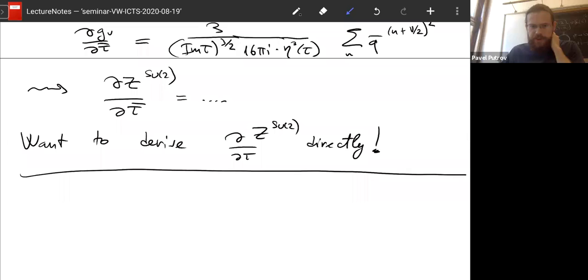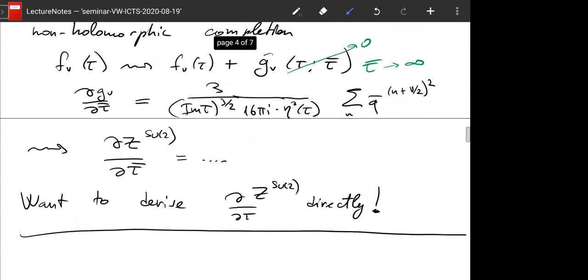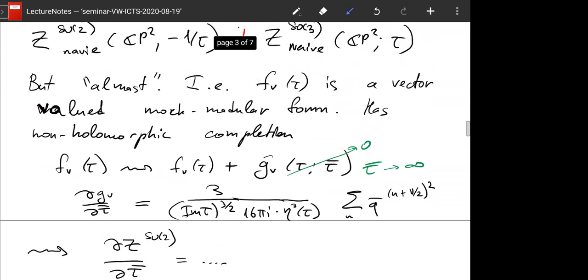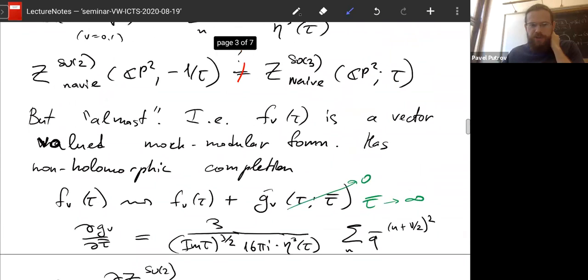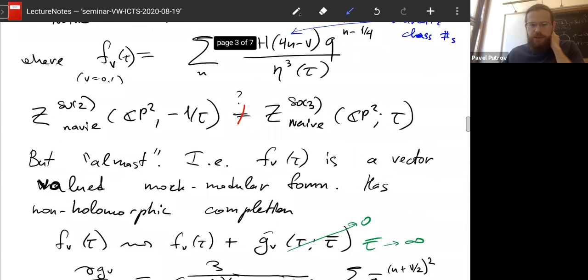Well, at least in this case, yeah. Okay. In this partition function, yeah. I'm not super sure in general, but I think, at least in this case, the modeling problem is S.